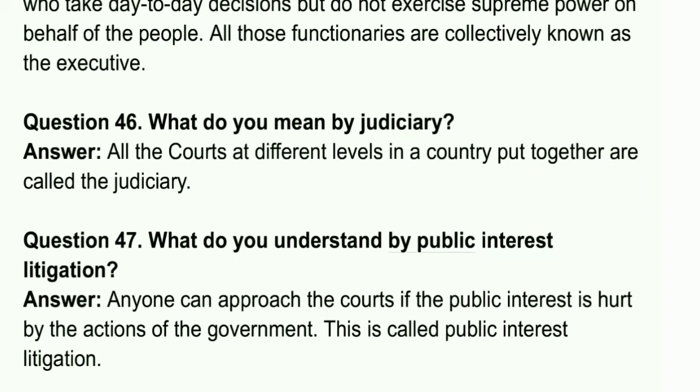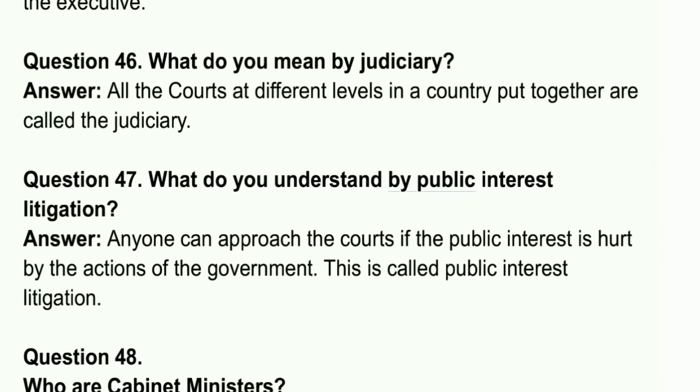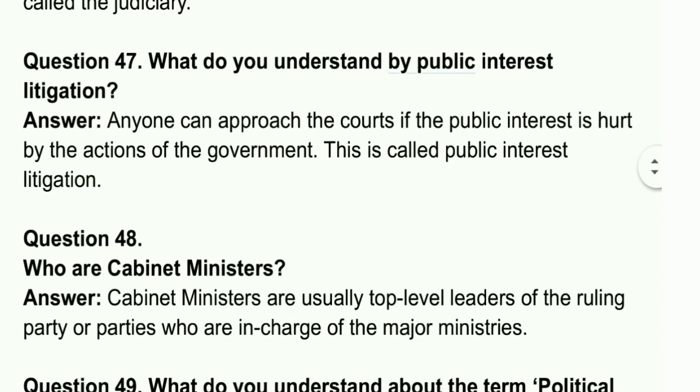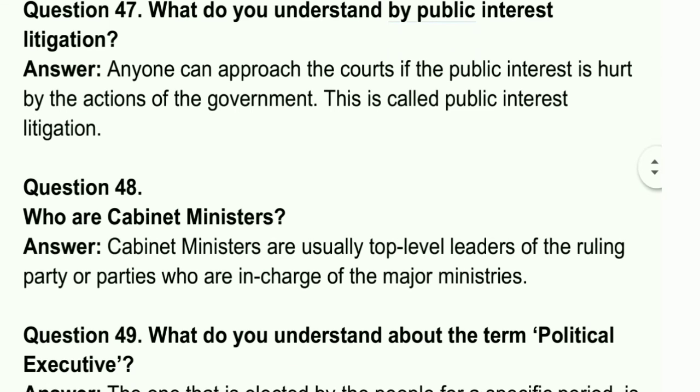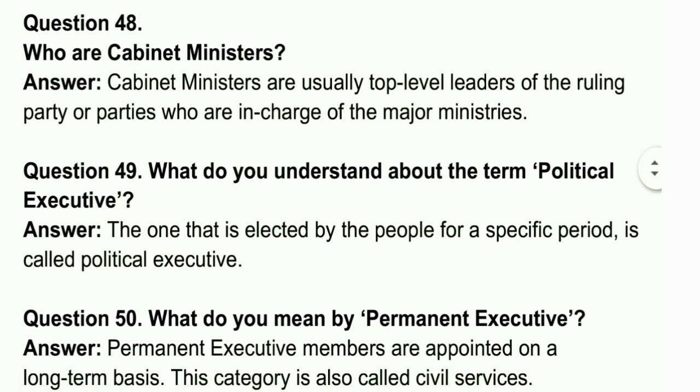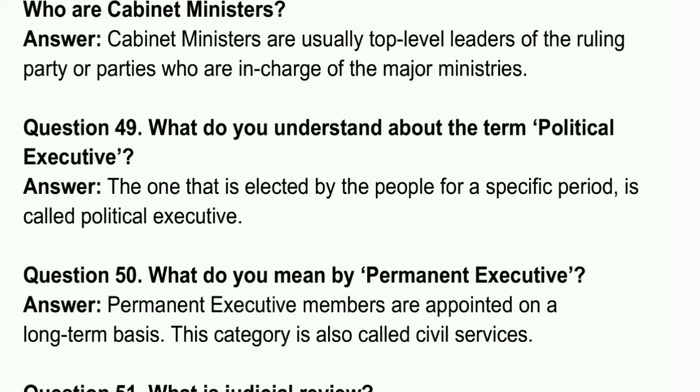Next question: what do you mean by judiciary? Answer: all the courts at different levels in a country put together are called the judiciary. Next question: what do you understand by public interest litigation? Answer: anyone can approach the courts if the public interest is hurt by the actions of the government. This is called public interest litigation. Next question: who are cabinet ministers? Answer: cabinet ministers are usually top level leaders of the ruling party or parties who are in charge of the major ministries.